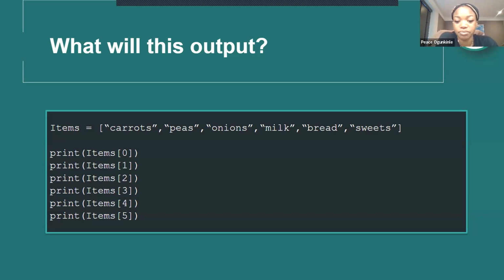Yes, Cindy, well done. It will literally just print out each item in the list, because with the print function, it automatically goes to a new line. So it will print carrots, new line, peas, new line, onions. Next slide, please.